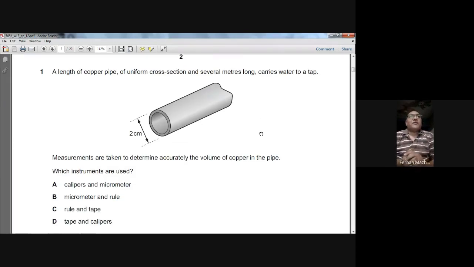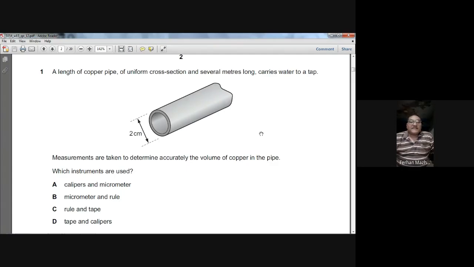A length of copper pipe of uniform cross section and several meters long carries water to a tap. Measurements are taken to determine accurately the volume of copper in the pipe. Which instruments are used? If you want to find out the volume of this pipe, we need to measure the length of the pipe, the external diameter, and the internal diameter.